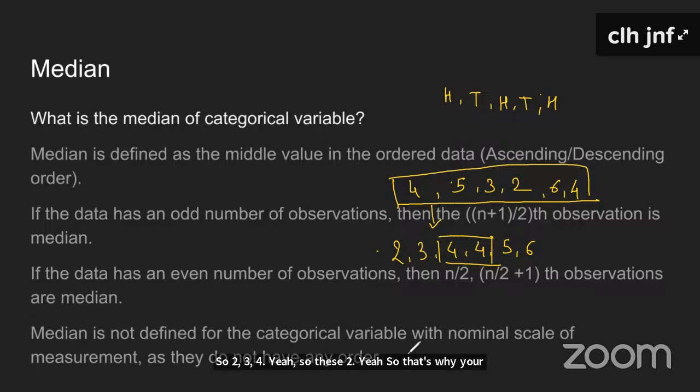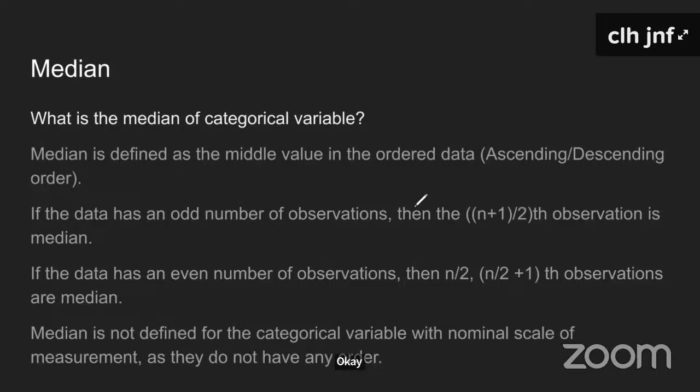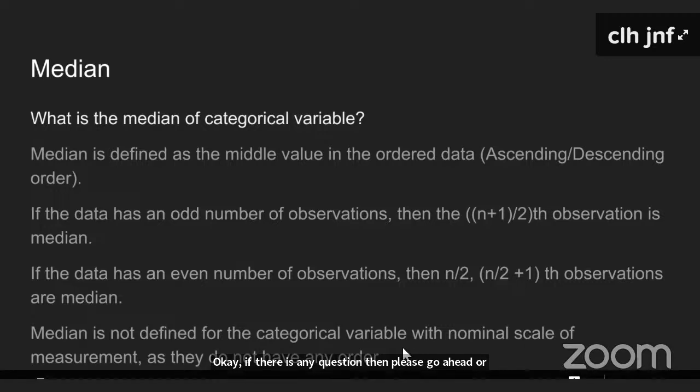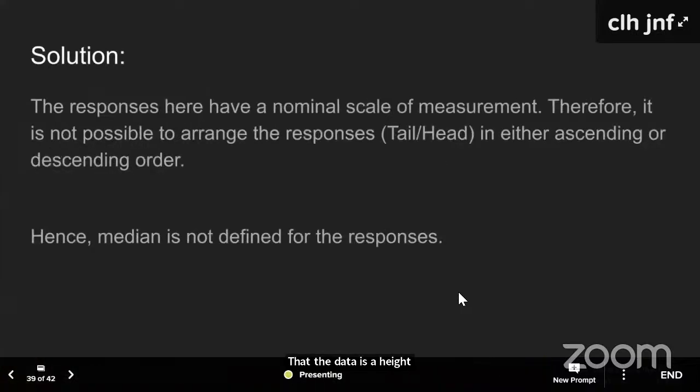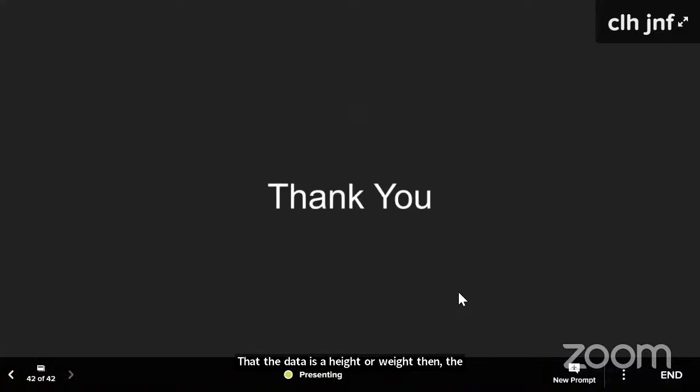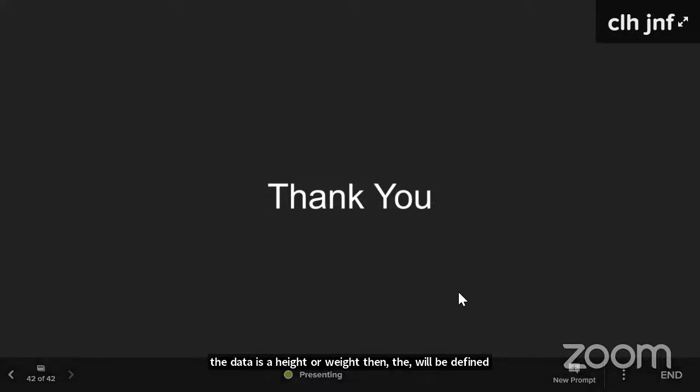In the second example, your data were numbers and they can be arranged in ascending and descending order. That's why you were able to find the median. But in the first example, head and tail, you can't arrange them because they have a nominal scale of measurement. If there is any question, then please go ahead or we can stop here. Ma'am, if the data is height or weight, then median will be defined. Yes. With height or weight, you have ascending and descending order, so we can have a median.